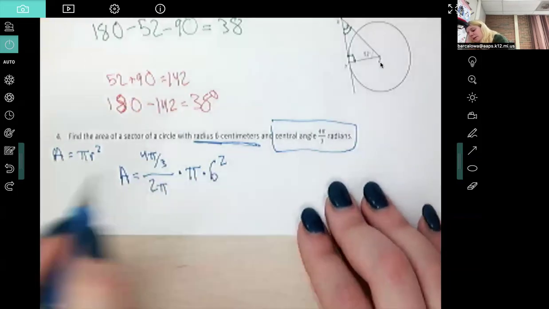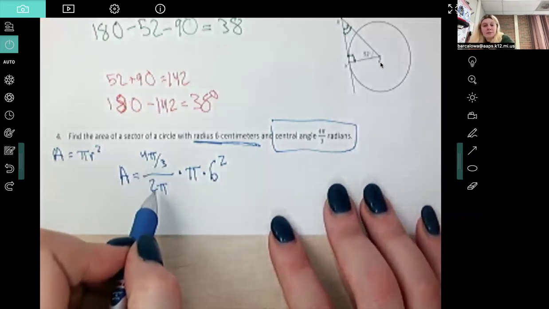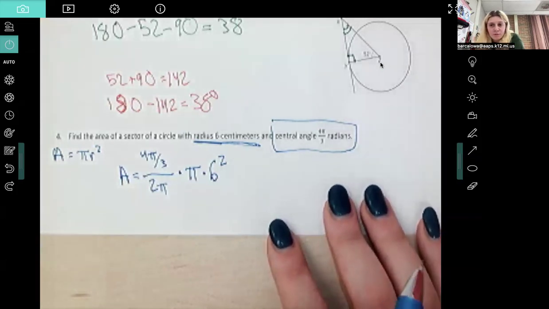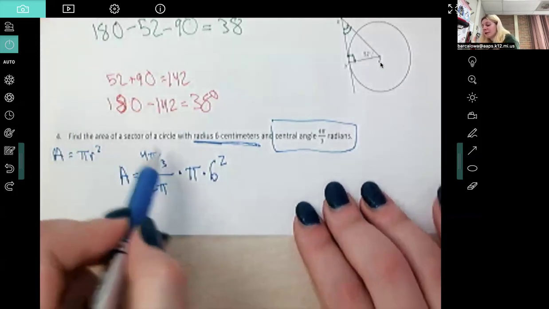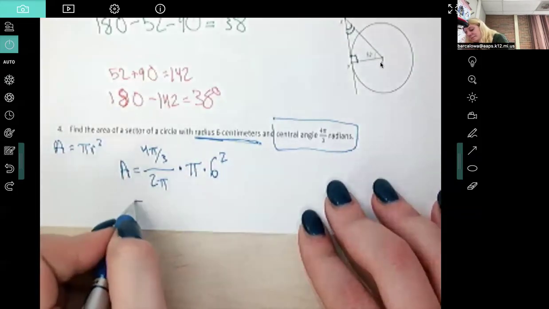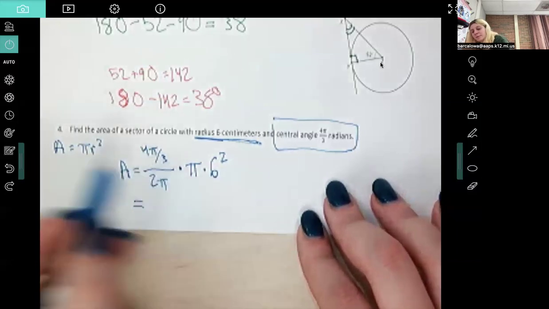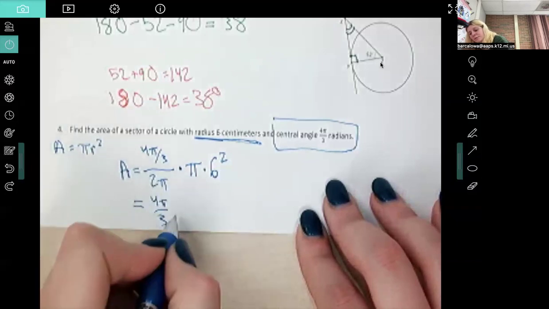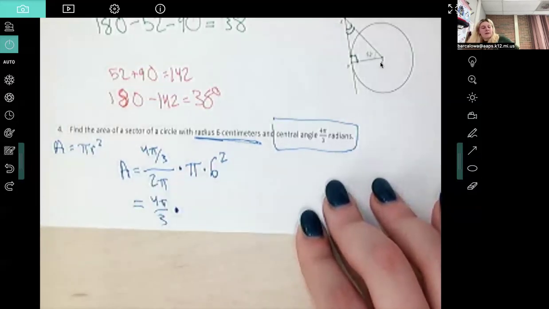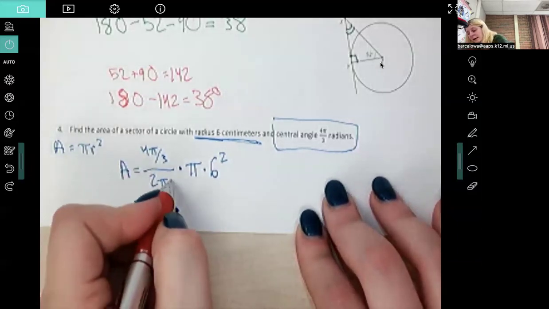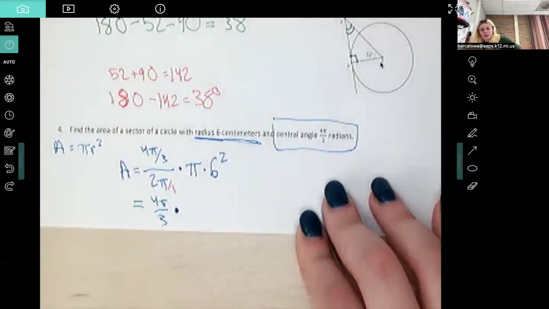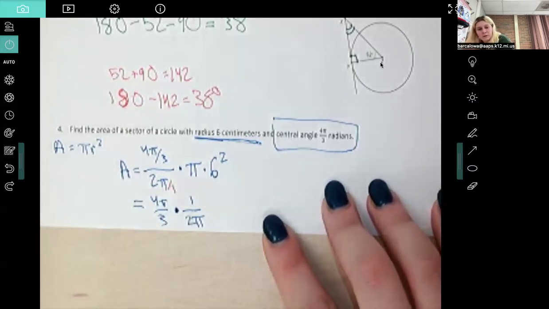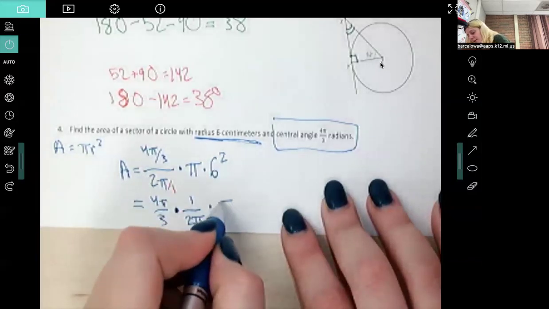There's a couple different ways to do it. You can see that dividing by 2 pi is the same as multiplying by 1 over 2 pi. In my class, we've been doing keep, change, flip a lot. So if you have a fraction in a fraction, here's what you do. You keep the first one the same, so 4 pi over 3. Change this division to multiplication, and flip whatever's on the bottom. So this 2 pi is actually 2 pi over 1, so I'm going to flip that and have 1 over 2 pi. And this stuff tags along too, times pi times 6 squared.